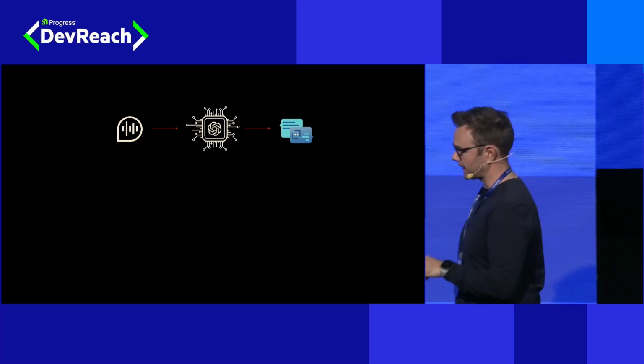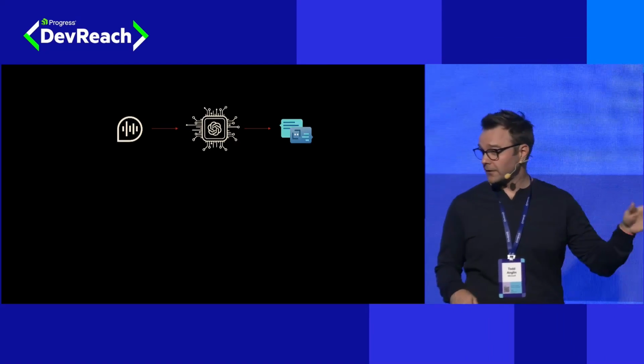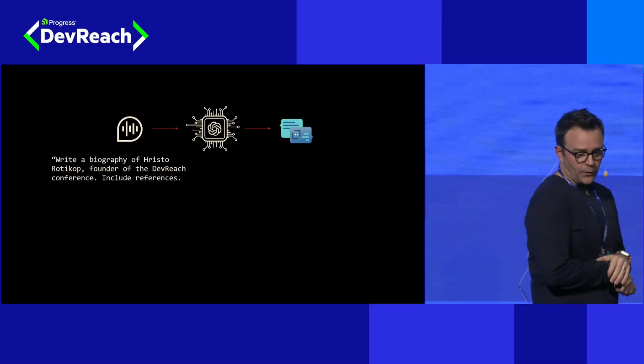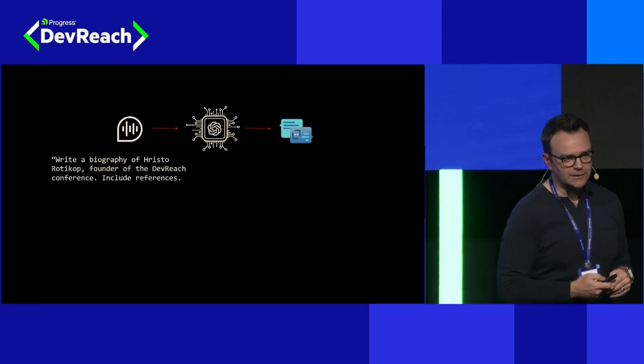So here's an example again, with my temperature set to 1 for very creative. Write a biography of Risto Rotikop, founder of the DevReach conference, include references.